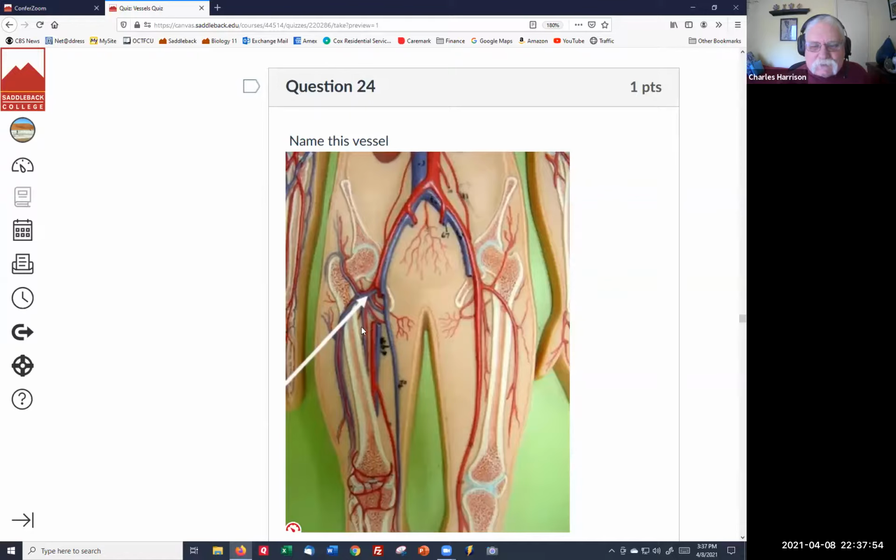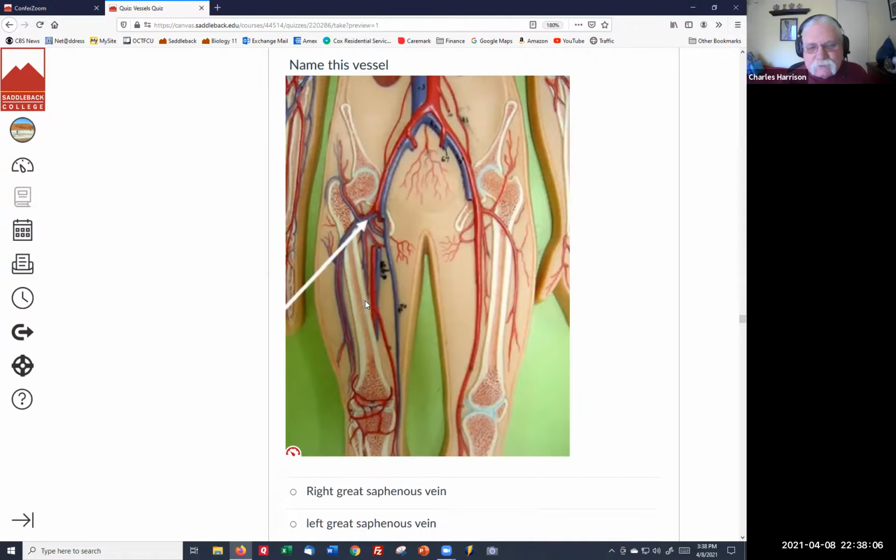Name the vessel. And here we want to come up here and just come off at this point. That's the vein. That's the right side. That's the deep femoral.